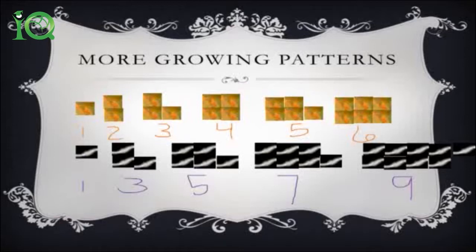So then after our 3 black and white squares, we have 5 black and white squares because we're adding 2 on. So we know 3 plus 2 is 5. And then we have 7 for our next one. So we know 5 plus 2 is 7. Because remember, each time we are adding 2 more on. Then our last one is 9. Because 7 plus 2 is 9.